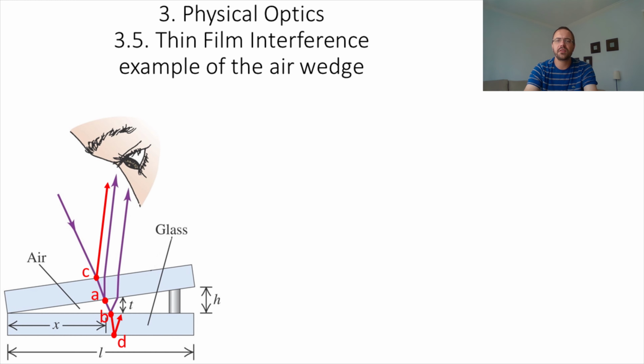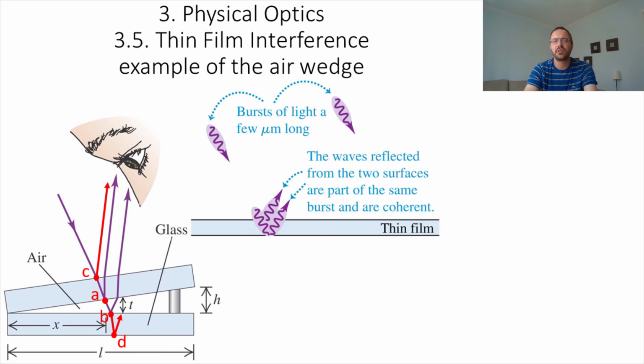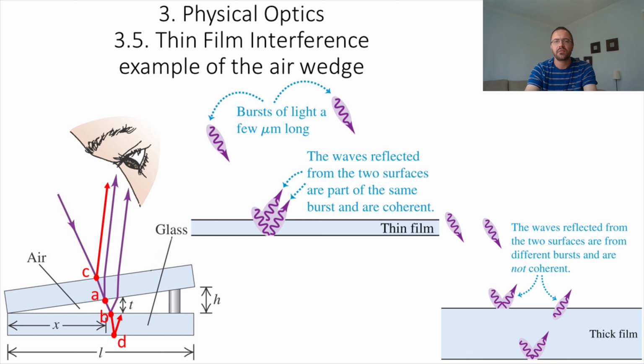And in fact, this is something we mentioned in the first video on physical optics. It has to do with the thickness of the film. If the film is thinner than the coherence length of the photons, then we can consider the two reflected waves to be coherent with each other. But if the film is thicker than the coherence length of photons, then the two reflected waves are not coherent with each other. So they don't have a constant phase relationship between them. So we would not see a constant and stable interference pattern from them.